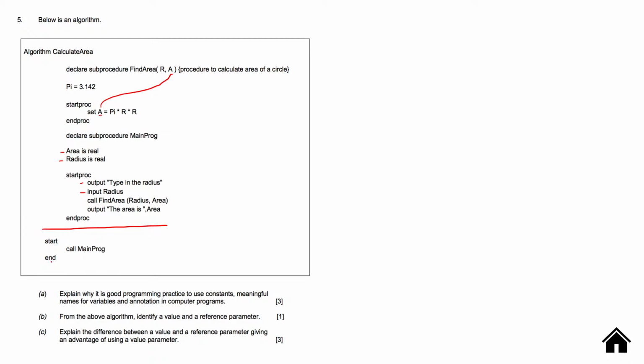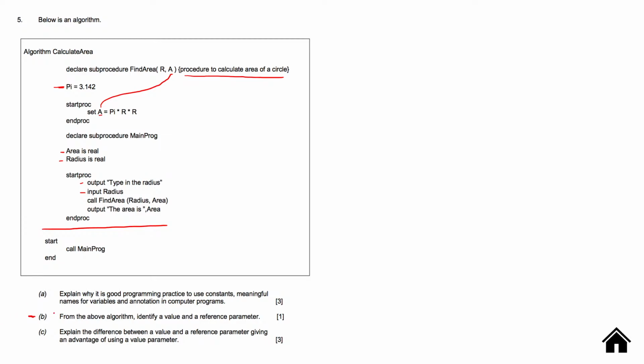Now what it's asking here is, explain why it's good programming practice to use constants, meaningful names for variables, and annotation. Well, not really relevant, but constants don't change throughout the life of the program. Meaningful names improve readability, and annotation in computer programs enables readability as well, because it allows us to understand quickly what the code is doing. But this second question is really what I'm focused on.